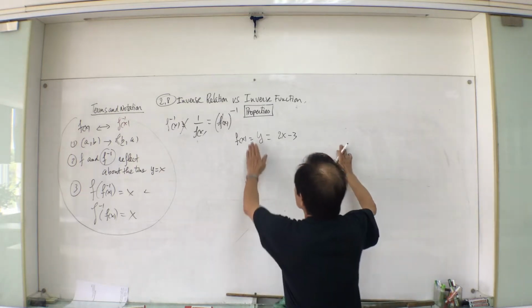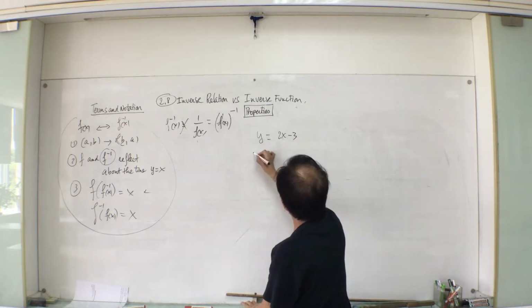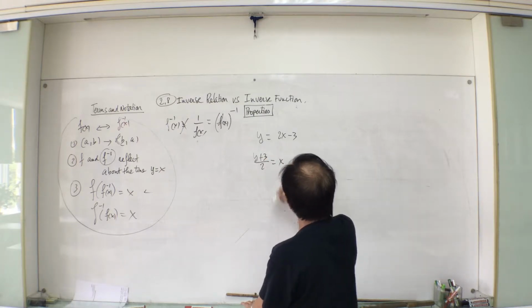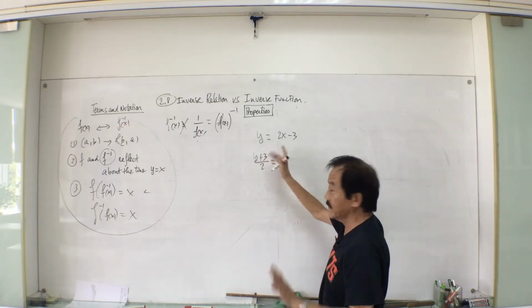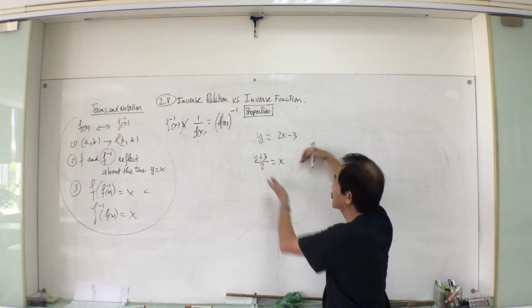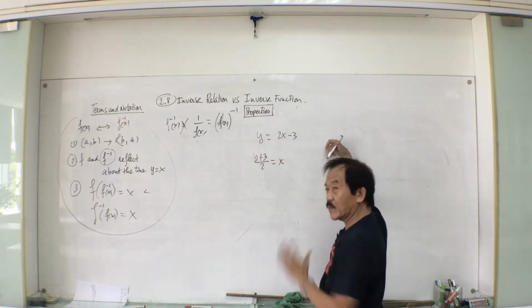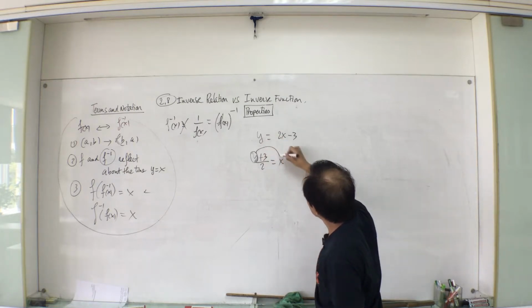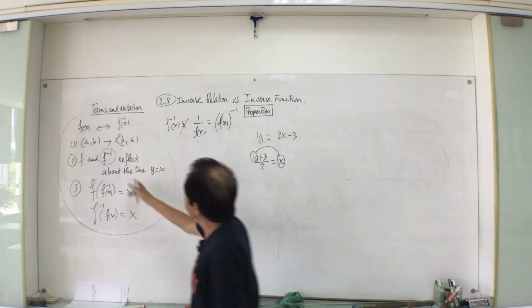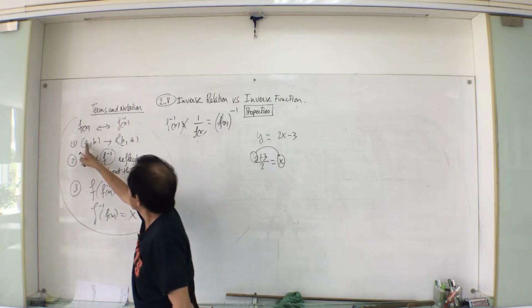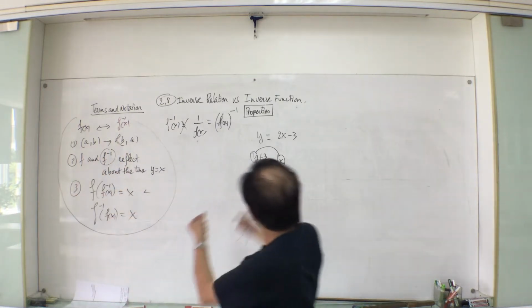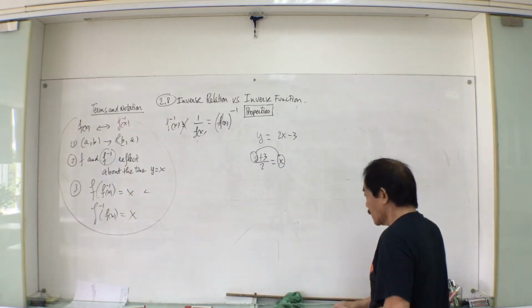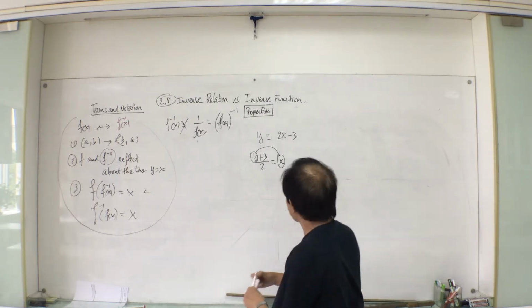So let's go back: y plus 3 divided by 2 equals x, right? This one is not the inverse at all. They are the same. This one is y in terms of x, now x in terms of y. Now how to find the inverse of that one? We have to switch between y and x, so x becomes y, y becomes x, right? We change the variable.